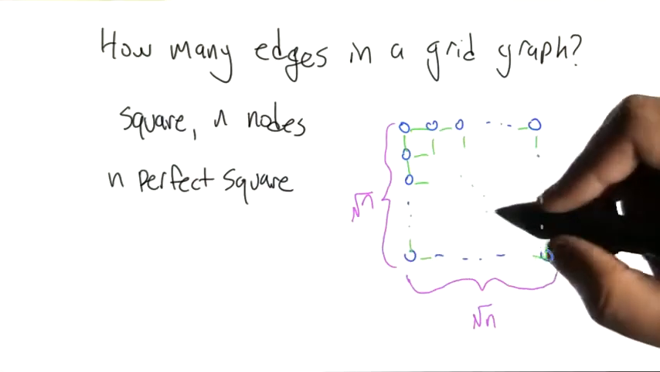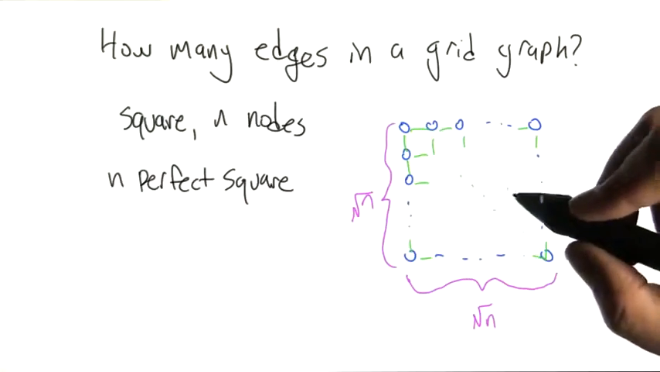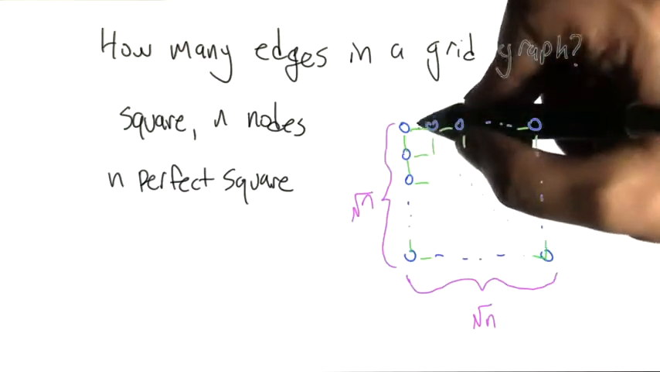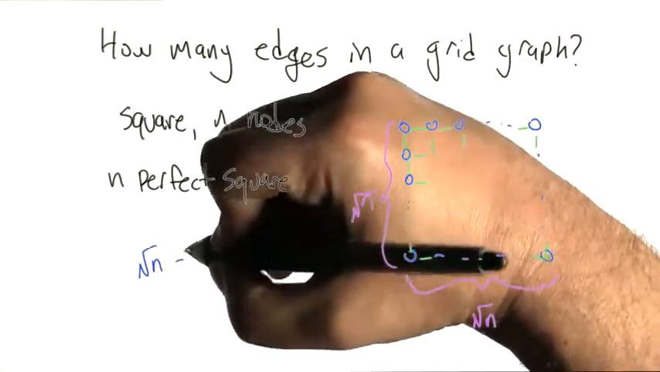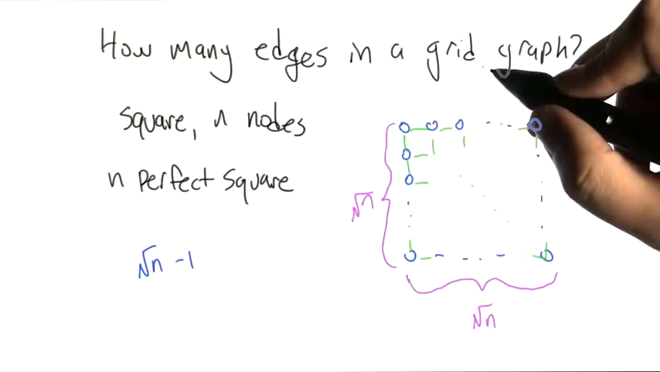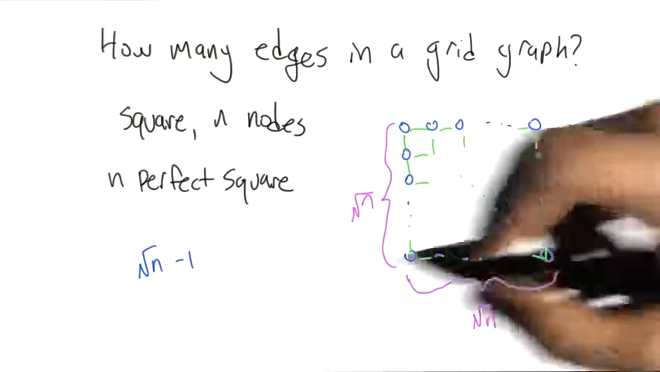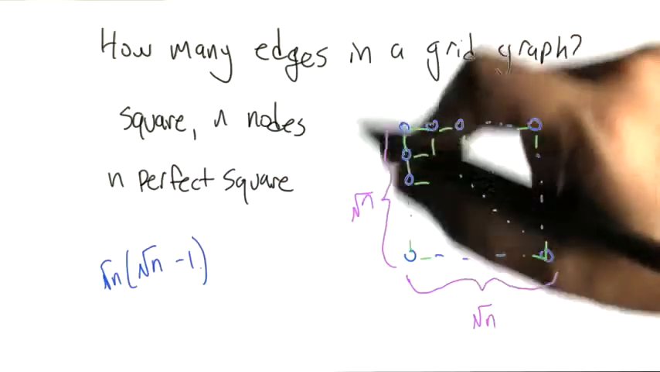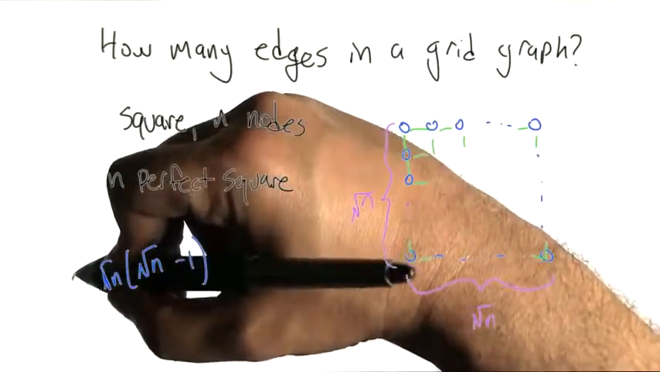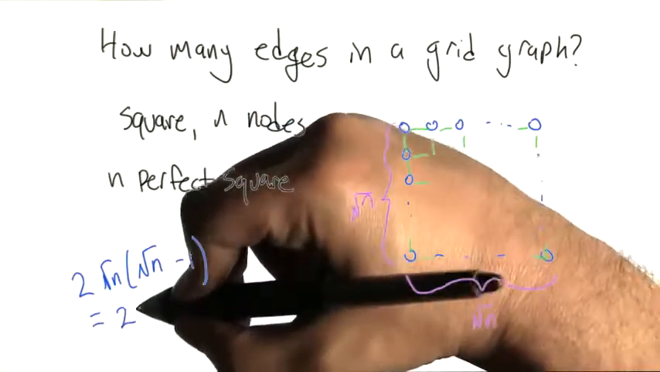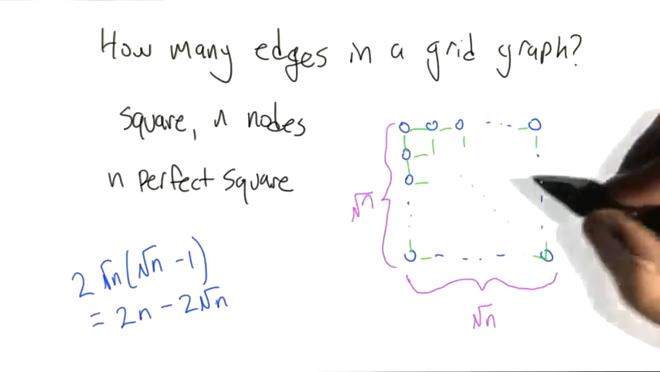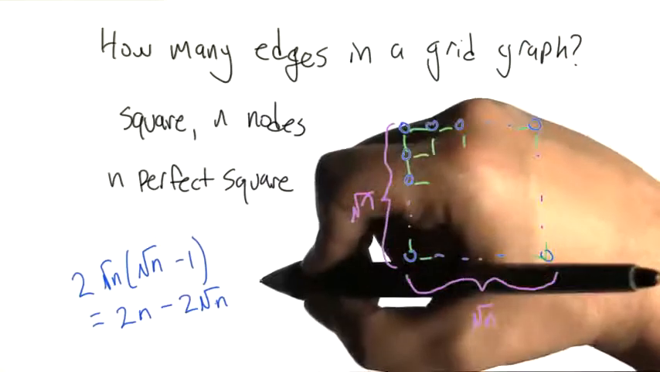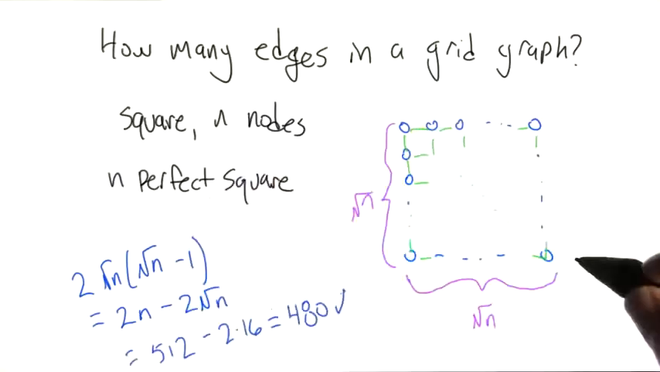Well, the same basic idea as we used last time applies. That is, the number of edges that go across in a chain here is going to be root n minus 1, and that's going to be repeated for each of these rows, and we're going to get the same kind of analysis for the edges that are going down. So what is that? That's 2n minus 2 root n. And does that give us the right answer when n is 256? Yes. Well, that's good.